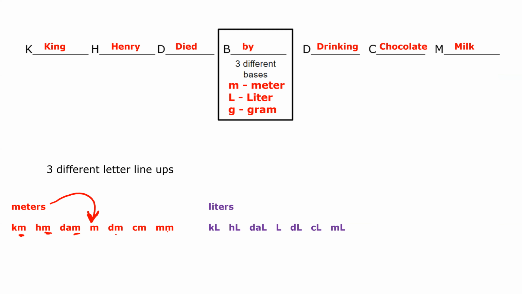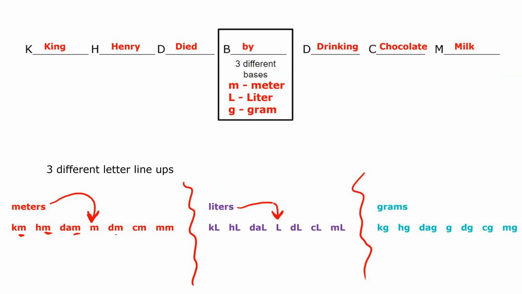I could have the exact same letter lineup, but now instead of having all of those M's, meaning meters, I have an L for the liters. So mark all of these down so that you have it. Again, kiloliter, hectoliter, decaliter, and then the plain single L, that's because of the base, liters. And then the third one is grams. Kilogram, hectogram, decagram, and then the plain single G, that's where our base is for grams. We're going to be using these three letter lineups, and you'll see how I write them on the notes page.